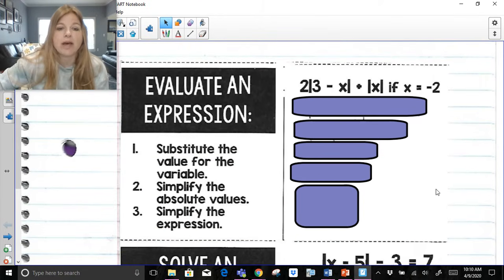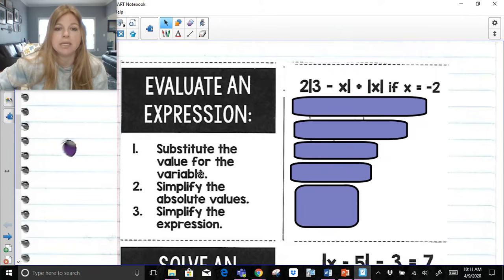Okay, let's take a look at evaluating some expressions, and then we're going to be solving some equations. So evaluating an expression would mean that I would look at this absolute value expression, 2 times the absolute value of 3 minus x, plus the absolute value of x, if x equals -2.